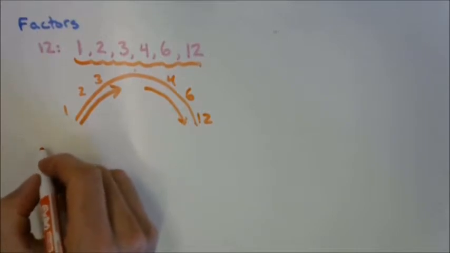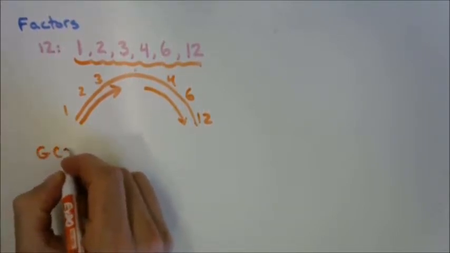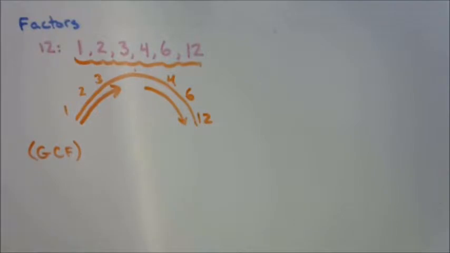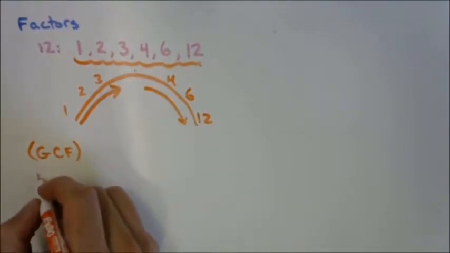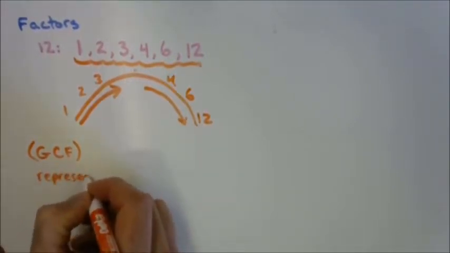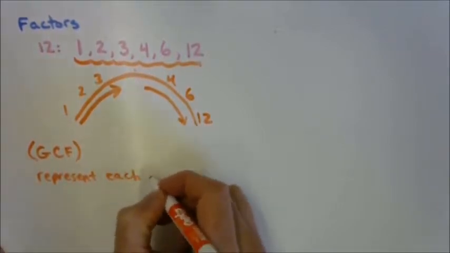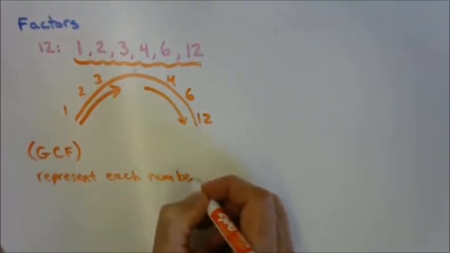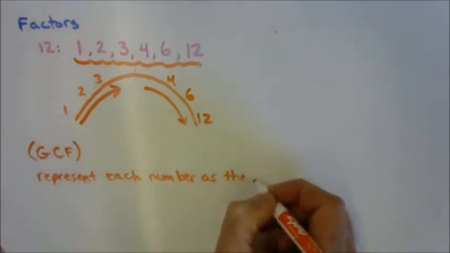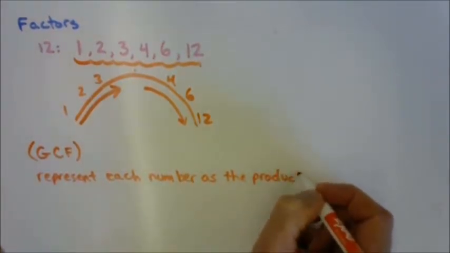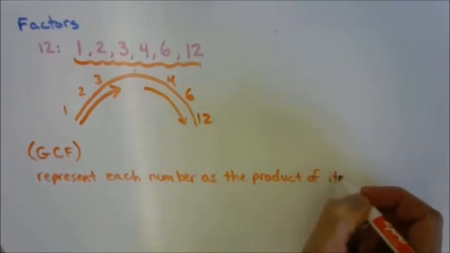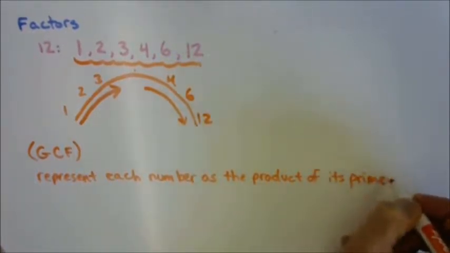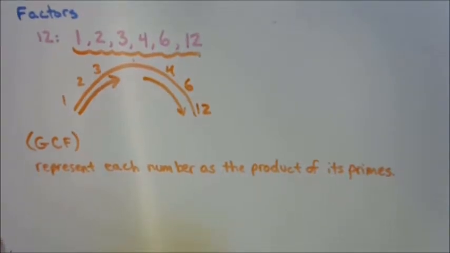We also need to talk about greatest common factor. To find the greatest common factor, or GCF, of two numbers, you need to represent each number as the product of its primes. Product of its primes. Now, who knows what a prime number is? A number that can't be multiplied.